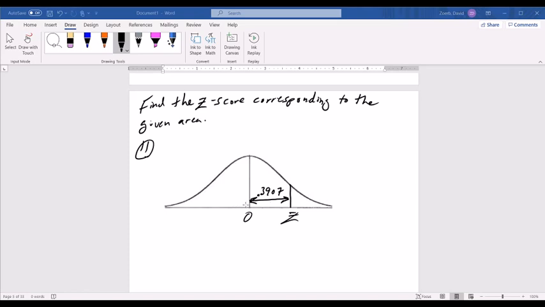Now sometimes you might not have it fall exactly on something in this table. You might have something like 0.3906. Well, 3906 would be closer to this number than it would be this number. So you'd still go with 3907. So this z-score, so work outwards, 1.23. So that z-score would equal 1.23.